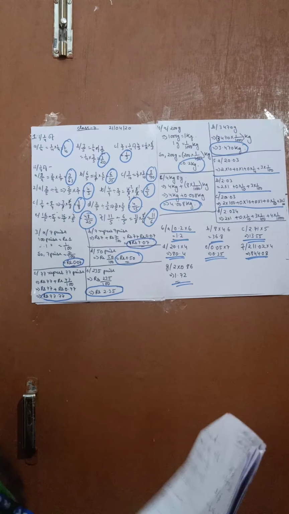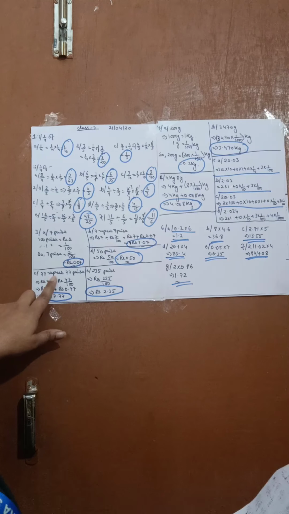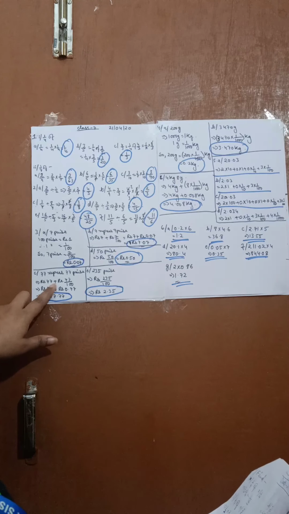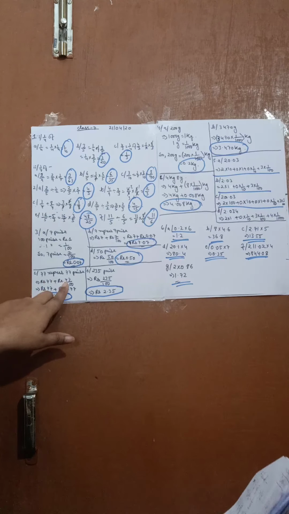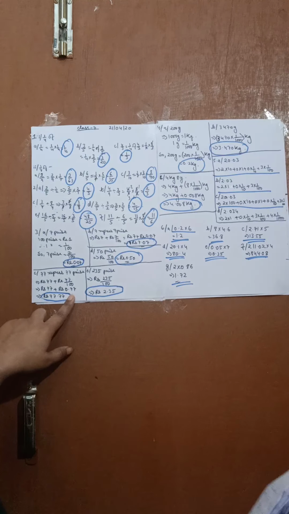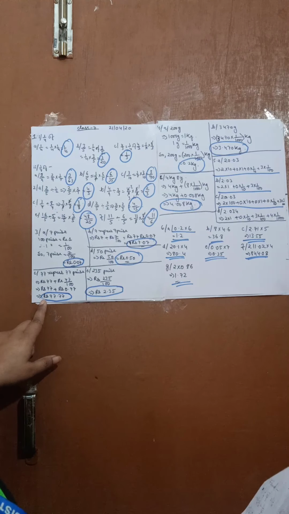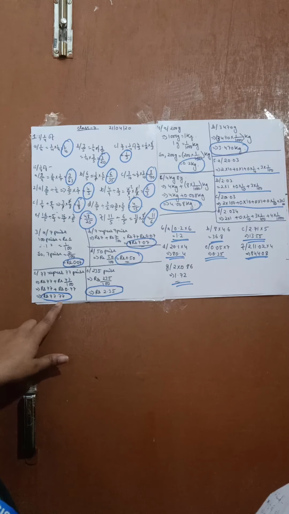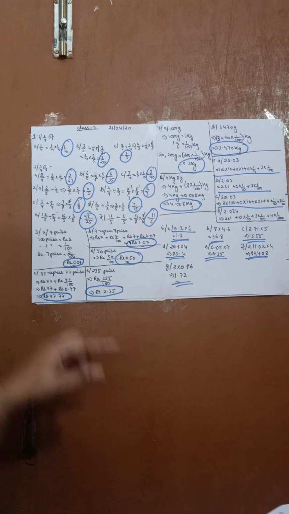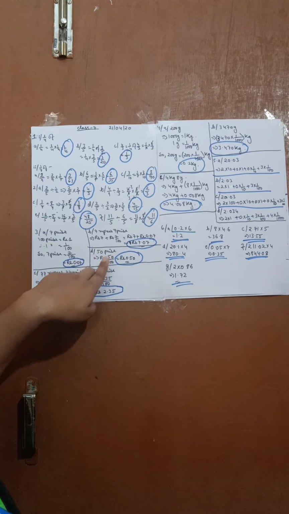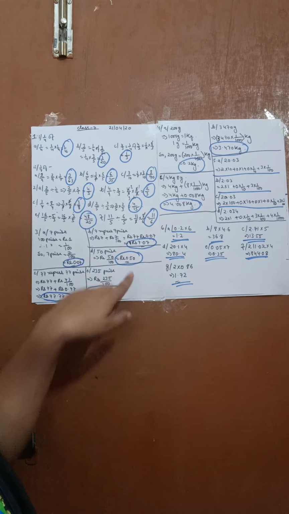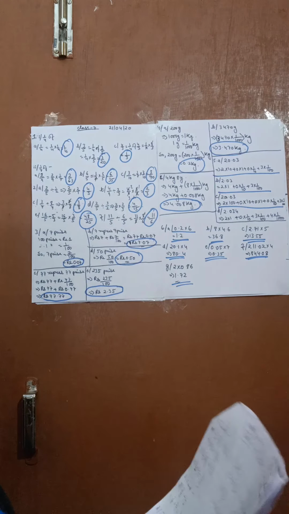Number C is 77 rupees 77 paise. So 77 rupees we will keep as it is, plus 77 divided by 100, is equals to 77 plus rupees 0.77, is equals to rupees 77.77. That is the answer of question number C. Let's move to number D. 50 paise. Rupees 50 divided by 100 is equals to rupees 0.50. That is the answer of question number D.